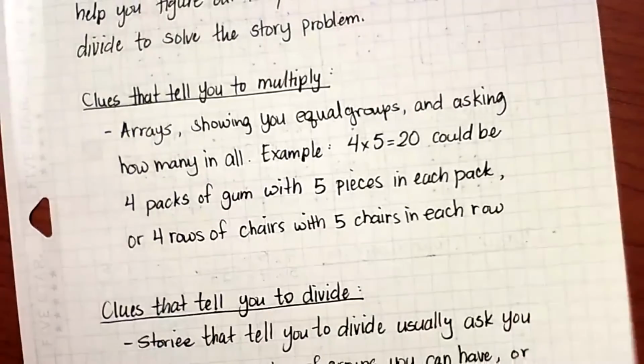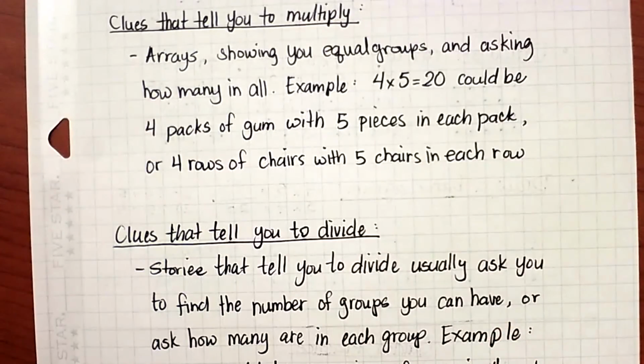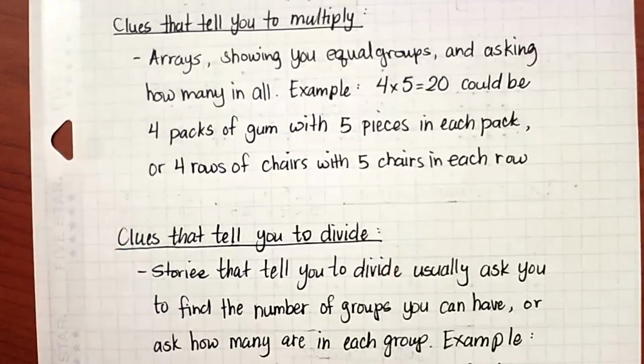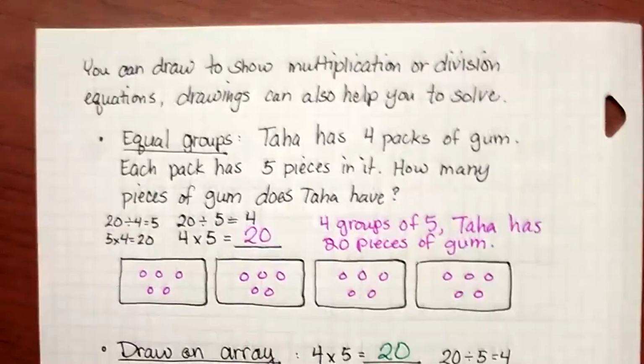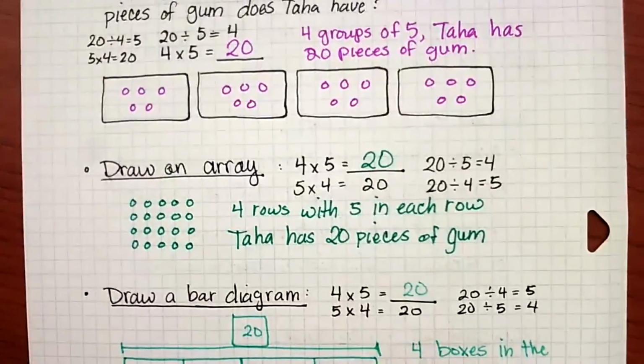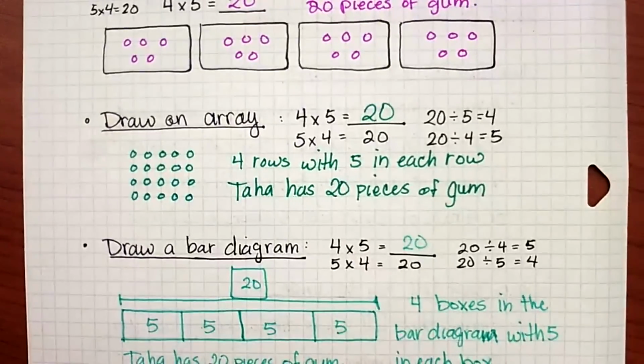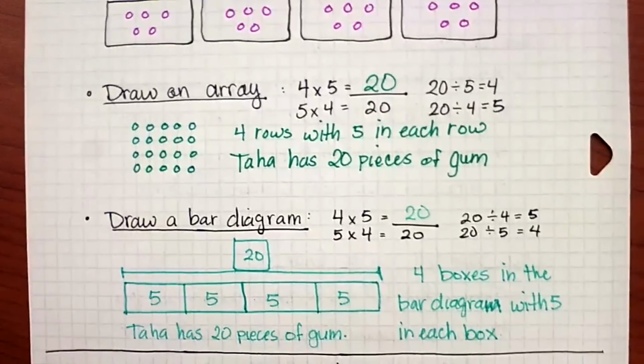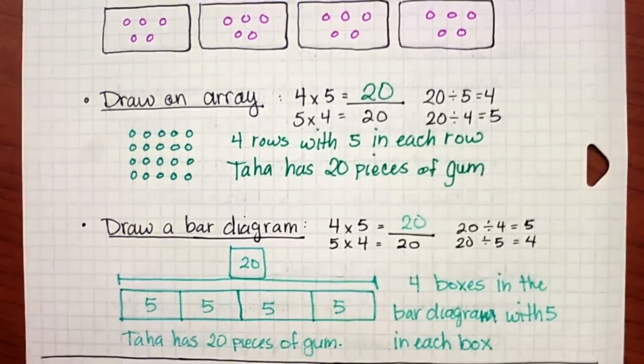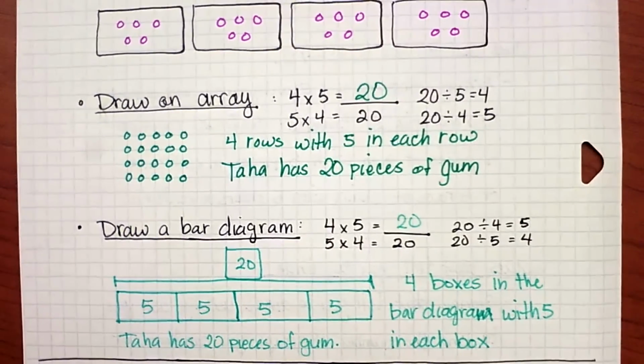Remember, these are all strategies that we've used before. We've drawn arrays. We have used bar diagrams. We have skip counted. We have used our fact families. All of these are strategies that you're familiar with. So just use them to help solve these different problems and to identify what kind of problem you're working with. That way, when you go to write your own story problem, you're setting it up correctly.